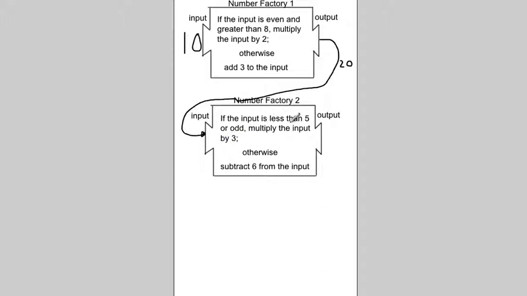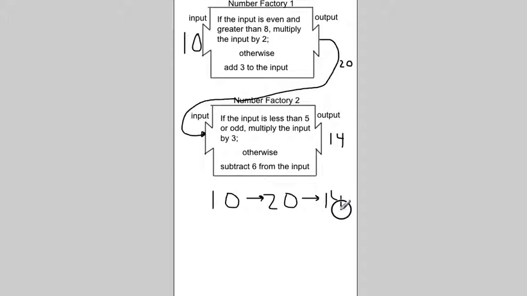So this one says if the input is less than 5 or odd, multiply the input by 3. Well, 20 is neither of those. So instead, we're going to subtract 6 from the input, which would result in the number 14. So what we have here is 10 went to 20, which then went to 14.